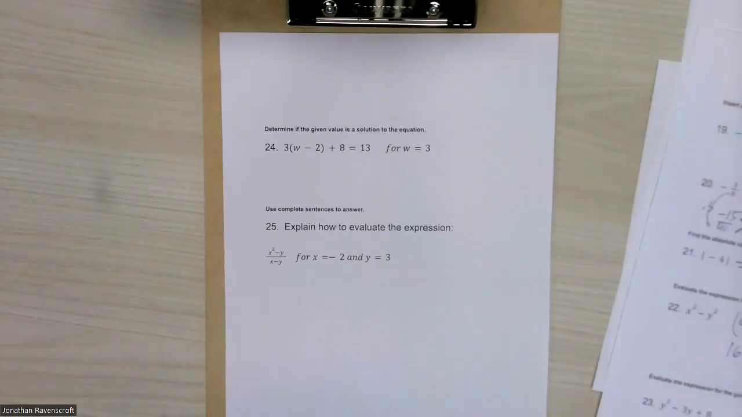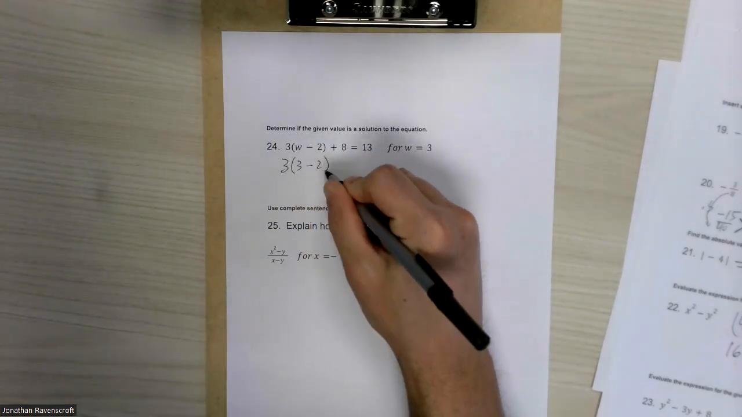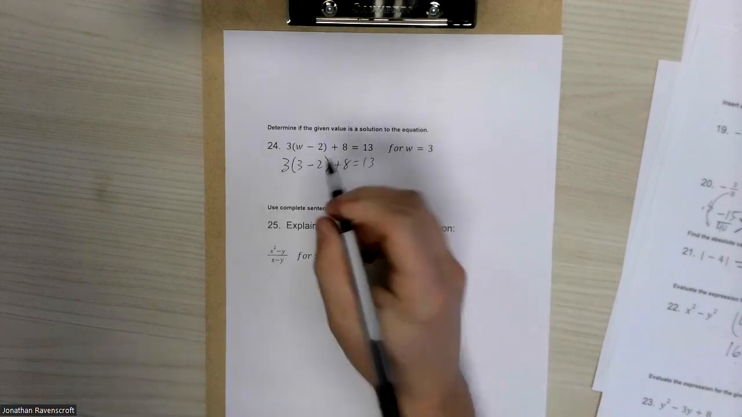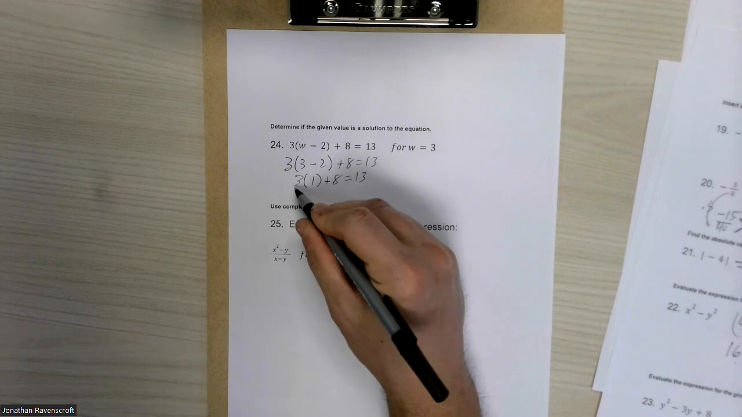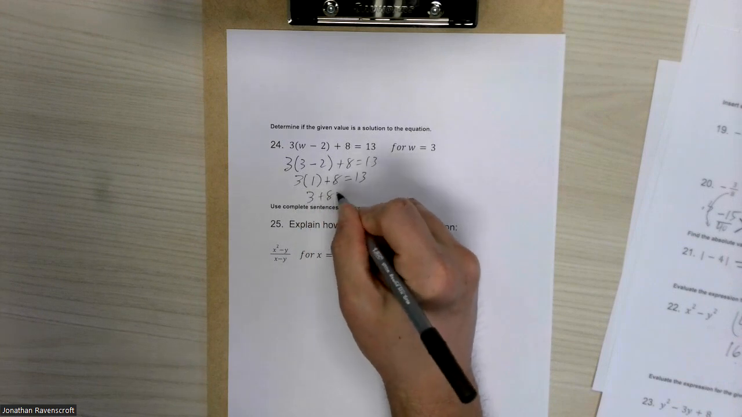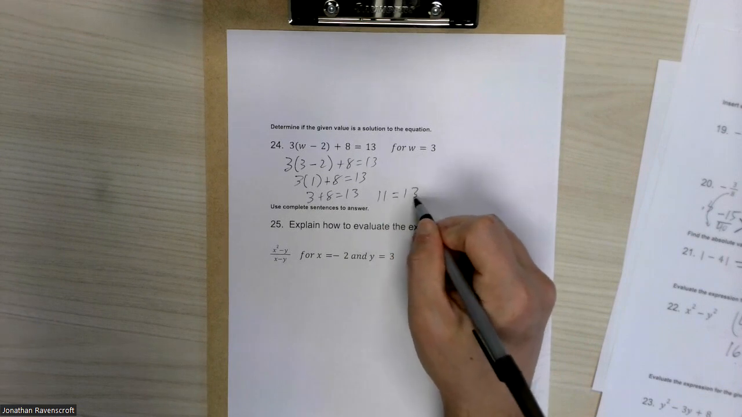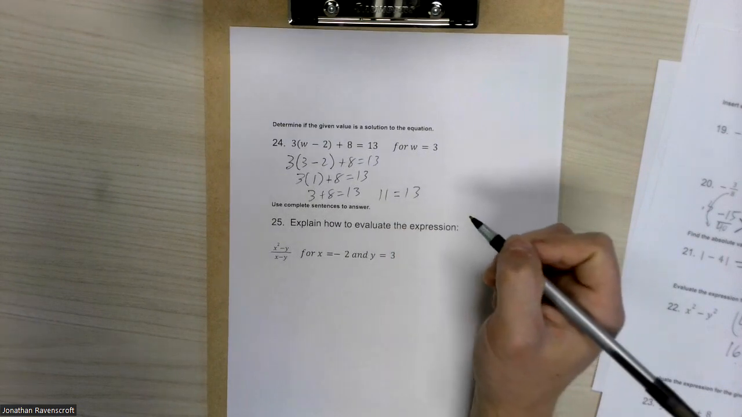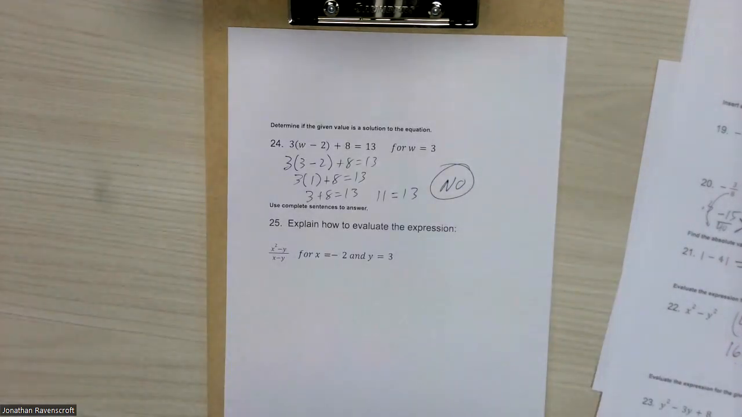Now for question 24, we're simply evaluating the equation. We're not solving it. We take the given value 3, substitute it in for w, see if it makes sense. 3 times 1 plus 8 is 13. 3 times 1 is 3 plus 8 equals 13. 8 plus 3 is 11 equals 13. Now 11 equals 13 doesn't make any sense. So the short answer is no. This is not a solution.